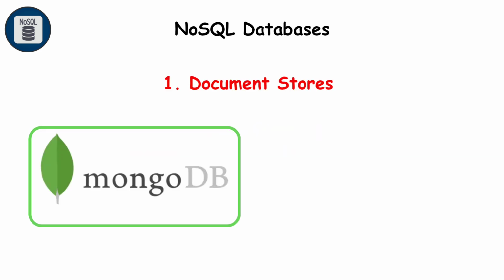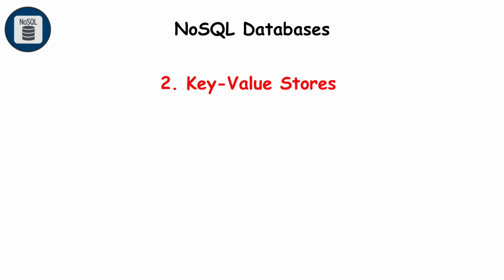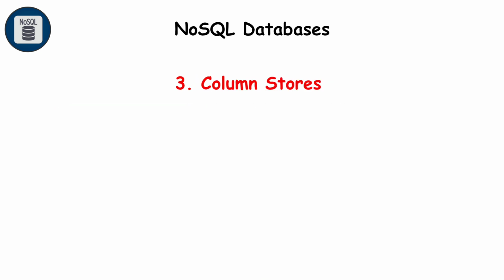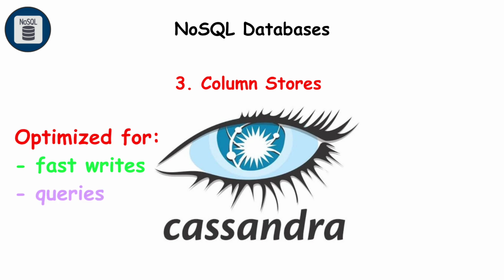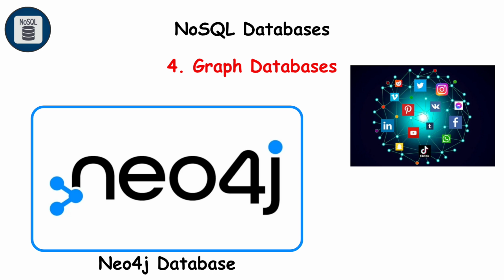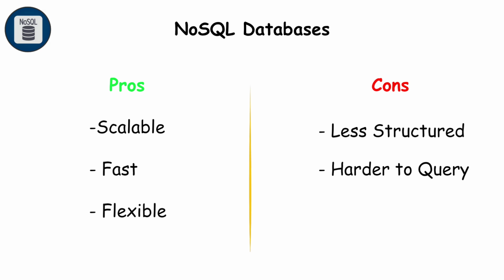Document stores, like MongoDB. Data is stored in JSON-like documents. Key value stores, like Redis. Think of a giant dictionary. Column stores, like Cassandra, optimized for fast writes and queries. Graph databases, like Neo4j, perfect for social networks and connections. Pros: scalable, fast, and flexible. Cons: less structured, sometimes harder to query.